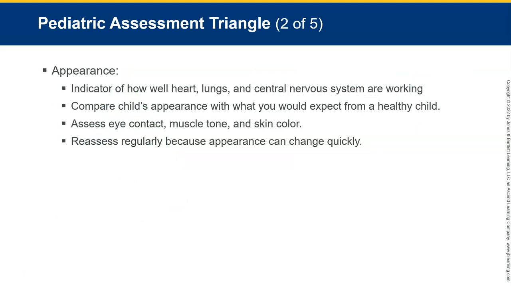So when we talk about appearance, that general appearance, it's an indicator of how well the heart and the lungs are working. It allows us to just get a quick little general idea if things are going good. Appearance is also a good indication of how well the central nervous system is working. And then we can compare the child's appearance and actions with what you would expect from a healthy child of the same age, comparing what you're used to seeing versus what we're seeing now. Now you want to assess their eye contact, their muscle tone, skin color, all of those kinds of things that you notice about kids when you first start looking at them.